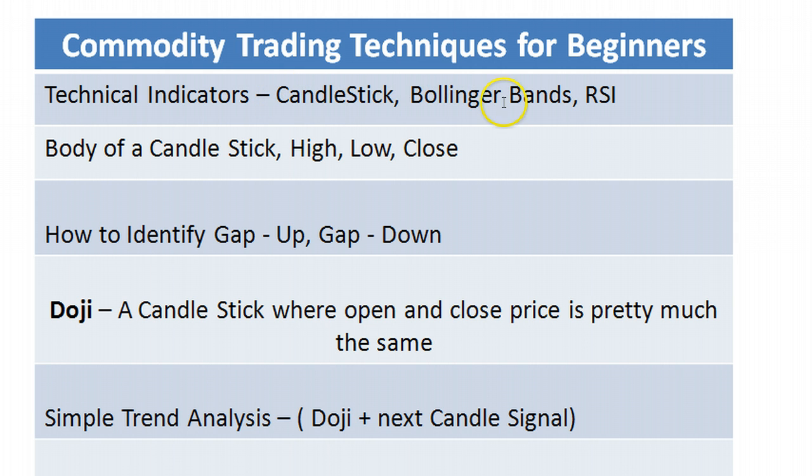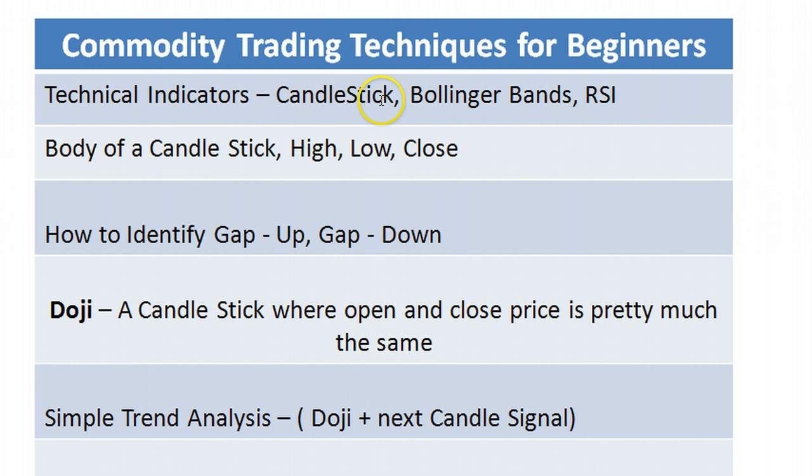Candlestick analysis, Bollinger Bands, RSI, and among these Bollinger Bands is pretty simple. I'll be explaining the charts, and RSI or stochastic is a momentum based indicator which will help you track the high momentum on the upside and the downside.